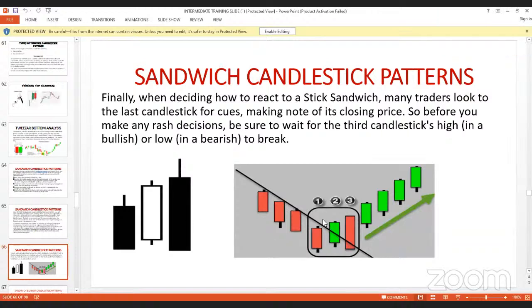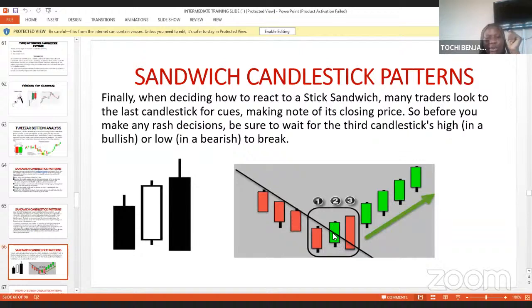You have to wait for the first 15 minutes, second 15 minutes, and the third 15 minutes for it to complete this family. That's when you can say, okay, sandwich has formed. Then at the beginning of the next candle, you can decide to get your entry to a buy.